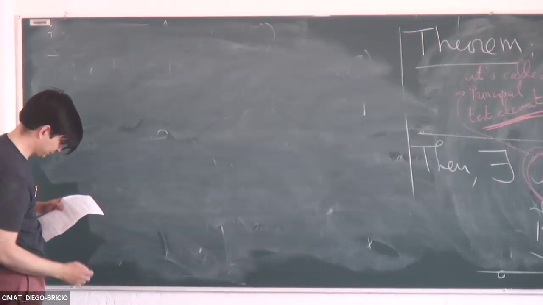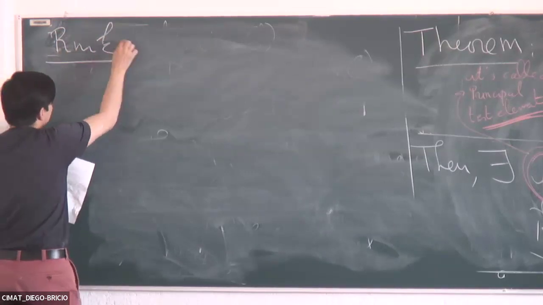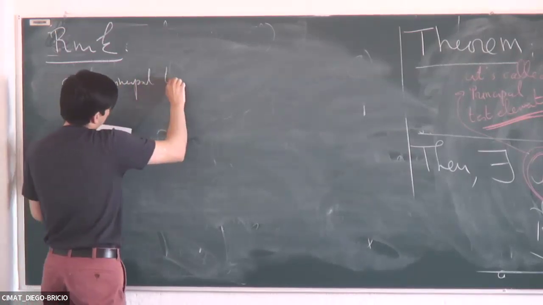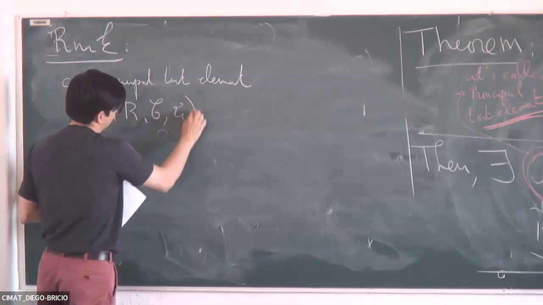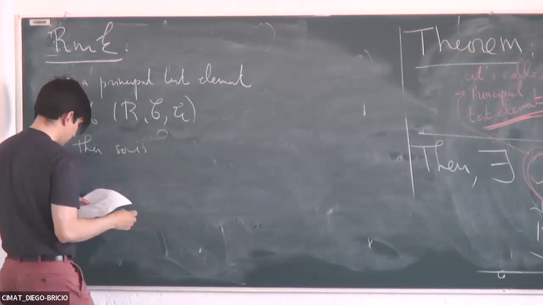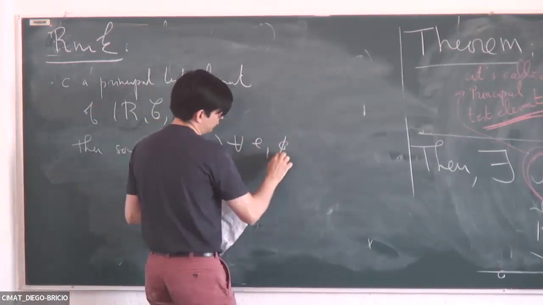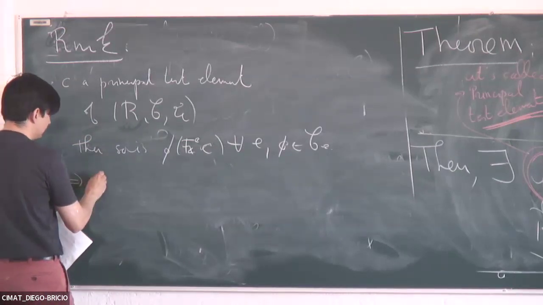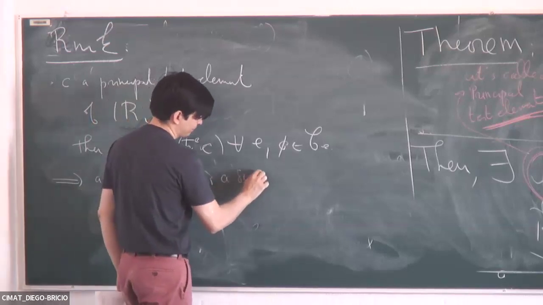So, remarks. Look at this nice remark. Well, it is an exercise. Every remark is an exercise. If you have C, a principal test element of R, comma C, along A, then so is phi of C for all e and all phi in C_e. So, in particular, a test element is a sum of principal ones.